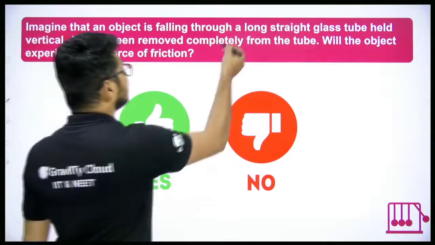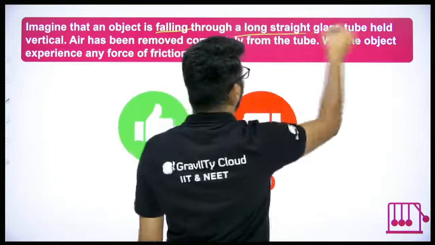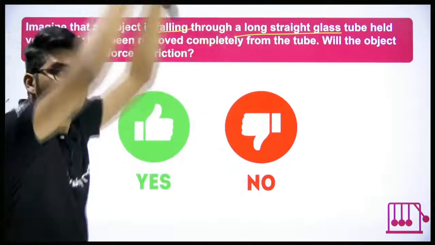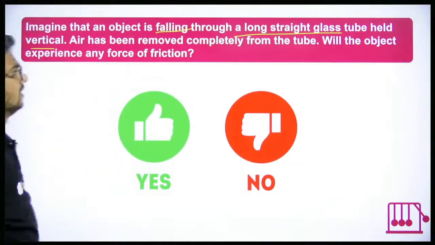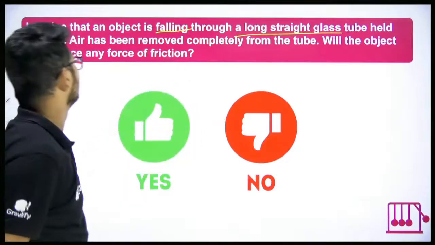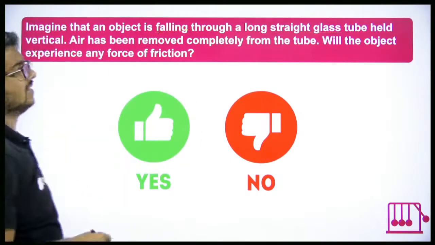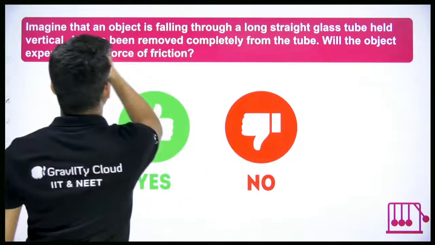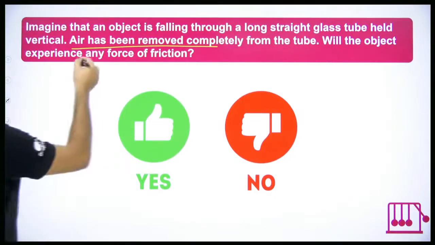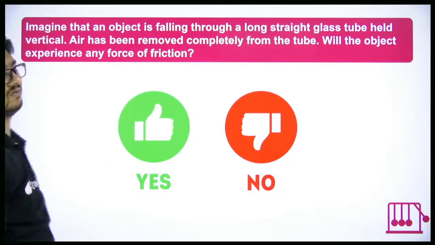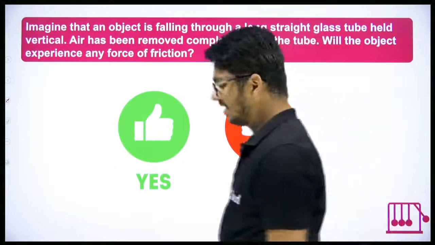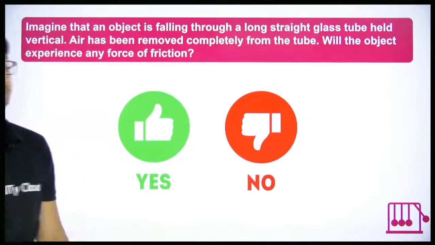Imagine that an object is falling through a long straight glass tube. So imagine a long straight glass tube, held vertical, like upwards, not like this. Air has been removed completely from the tube. That's a very difficult task, by the way. Will the object experience any force of friction while it falls down? Yes or no? And I'll give you another condition here.